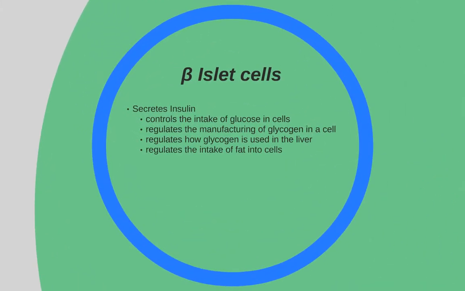Beta cells secrete insulin. Insulin controls the intake of glucose in cells, regulates the manufacturing of glycogen in a cell, regulates how glycogen is used in the liver, and regulates the intake of fat into cells.